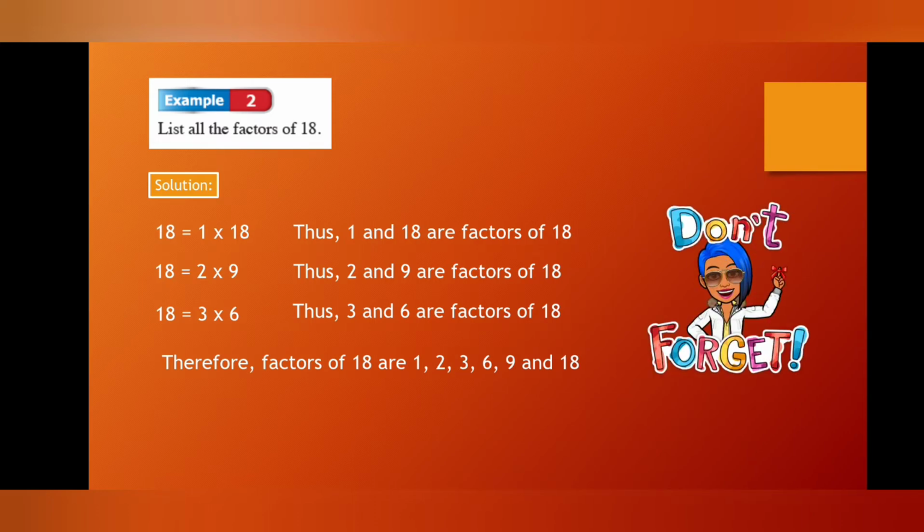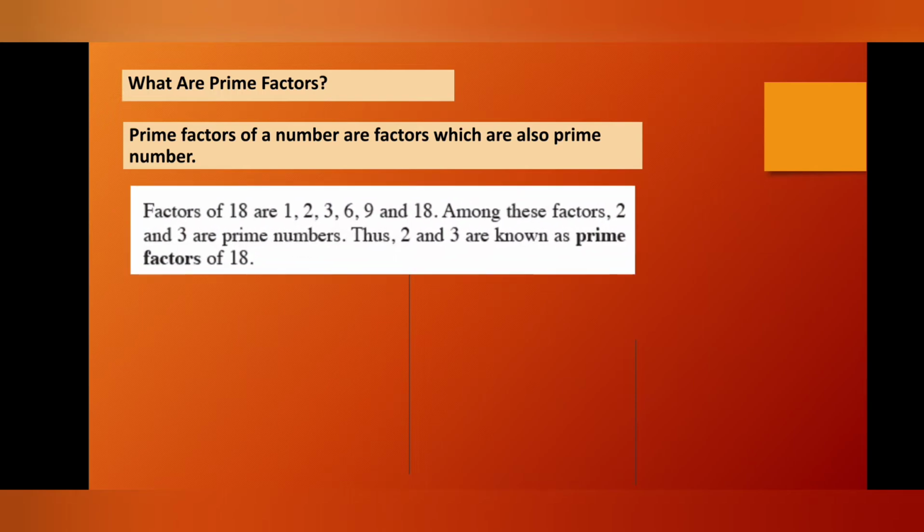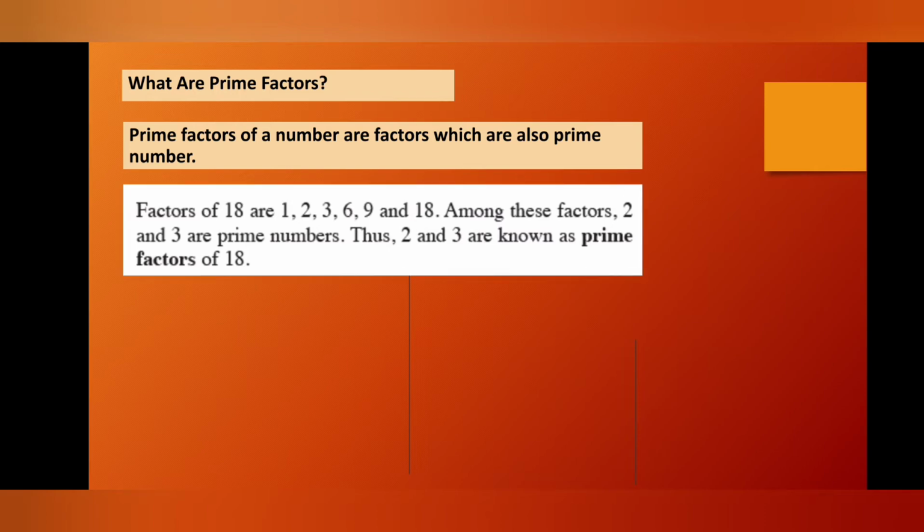Don't forget, what are prime factors? Prime factors of a number are factors which are also prime numbers. Factors of 18 are 1, 2, 3, 6, 9 and 18. Among these factors, 2 and 3 are prime numbers. Thus, 2 and 3 are known as prime factors of 18.